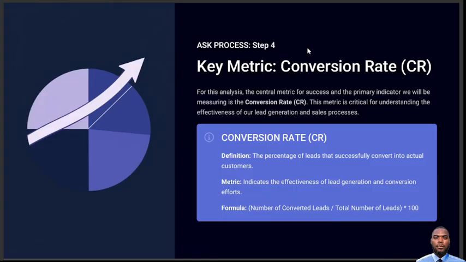Now, in this particular report, the only success metric we are looking at is conversion rate. What is conversion rate? Conversion rate is simply the percentage of leads that are successfully converted into actual customers.